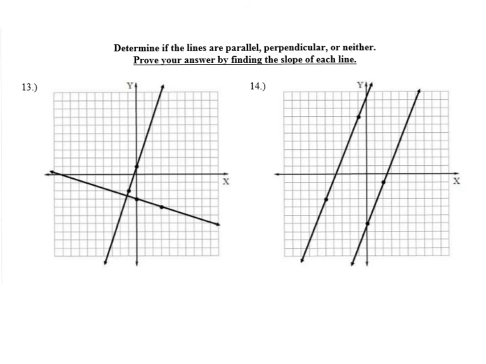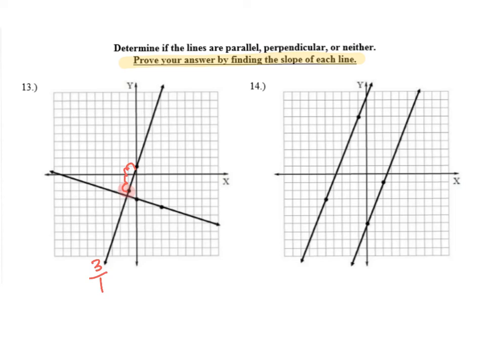Finally, you're going to find if they're parallel or perpendicular. And here too, it's saying prove your answer by finding the slope of each line. So that's exactly what I'm going to do. I'm going to find the slope of each line. So I'm going to start with this one, start with number 13. Whoops, again, need a pencil, sorry. 1, 2, 3 over 1. So this slope is 3 over 1. And I'm just going to leave it as a fraction for right now.